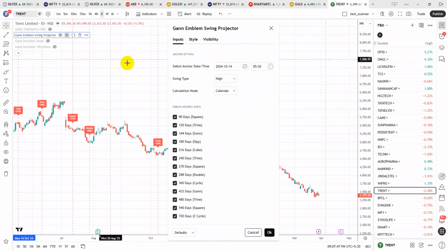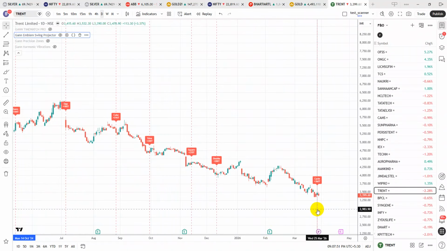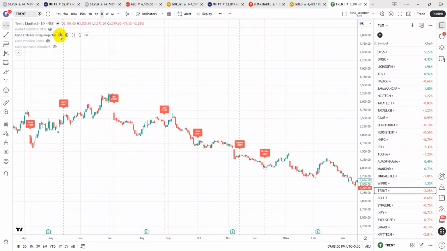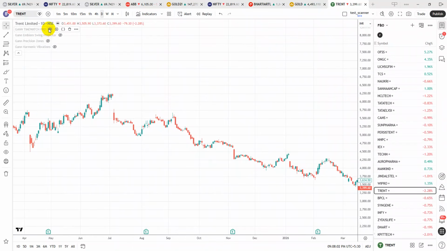And similarly, if I go here, instead of calendar days, I can select trading days also. So basically, if it starts trading above 3532, then we can see a significant up move in this stock. Now, calculating this manually is quite difficult. So we have our Gann Time Watch Pro. This also does the same thing.